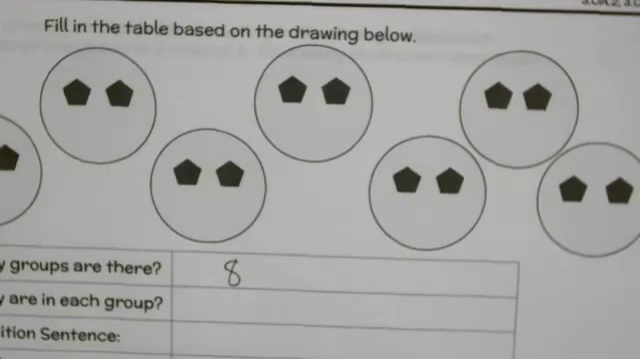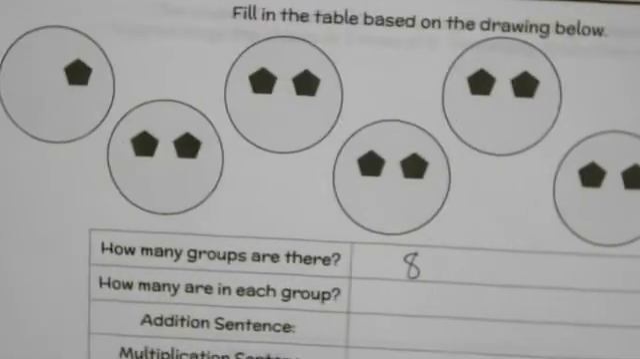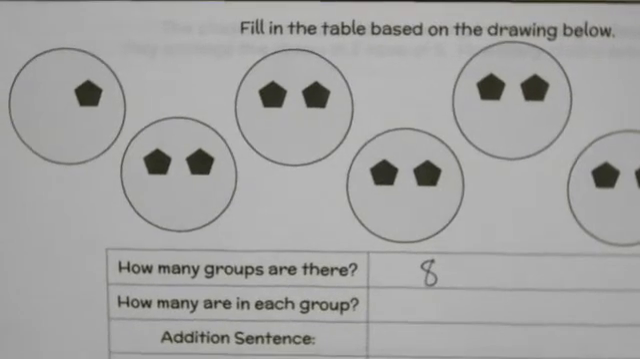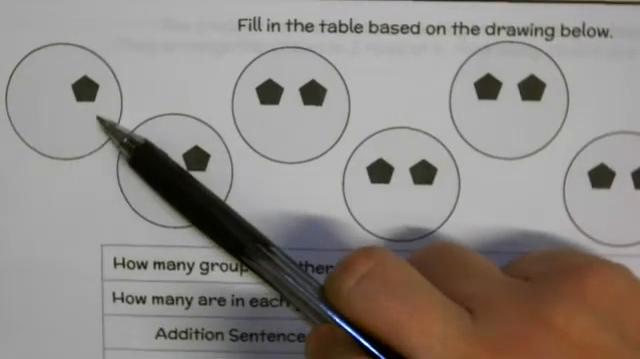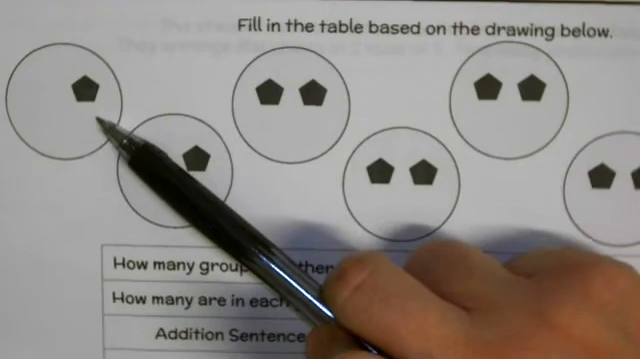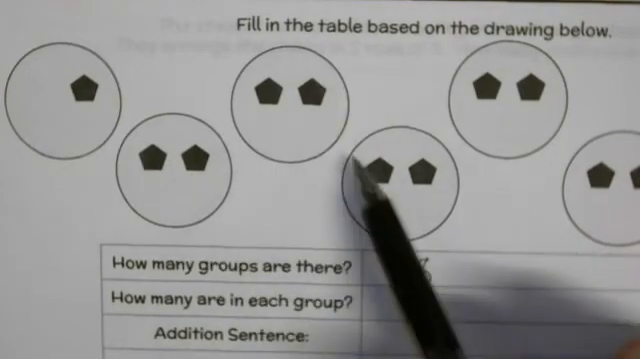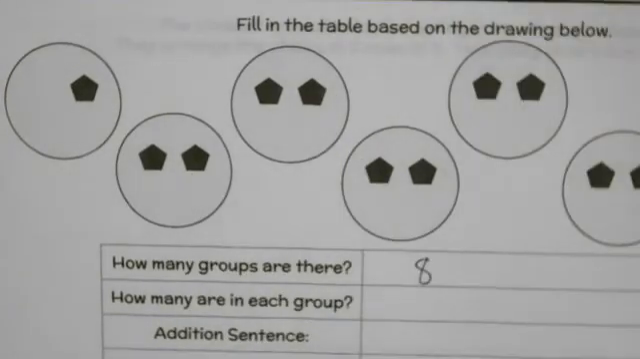Now, boys and girls, do you notice that there's a little tricky problem here? Look at your screen for a minute. See if you notice anything. Did you notice it? This group does not have the same amount as the others. If all the groups are not equal, you can't make a repeated addition sentence because repeated addition uses the same number over and over and over. You also can't make a multiplication sentence.